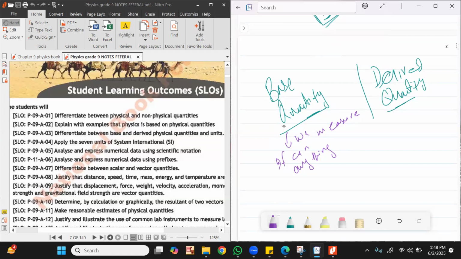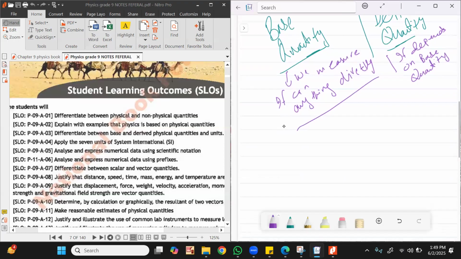In order to calculate force, I require both mass and acceleration. Which one is the base quantity out of force and mass? Mass is the base quantity, force is the derived quantity. And why is that? Because mass could be measured directly. That's why it's a base quantity. And for force, I need to measure mass and acceleration first. So the difference between a base quantity and a derived quantity is that if we can measure anything directly, it's a base quantity. And if it depends on base quantities, it's the derived one.